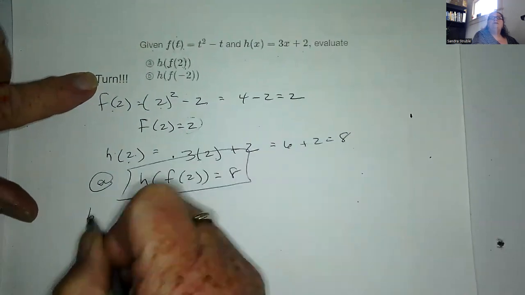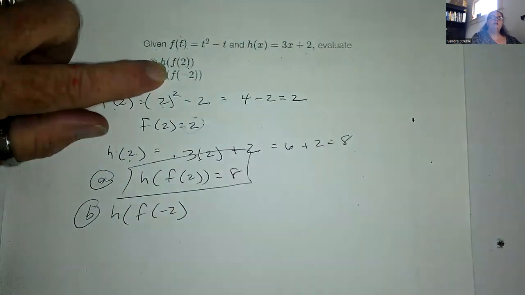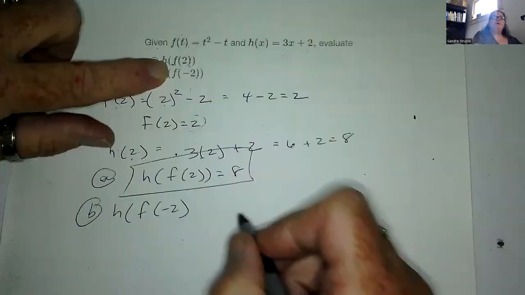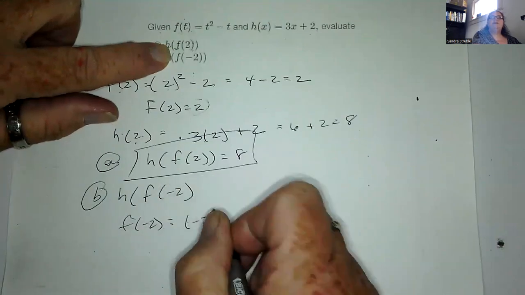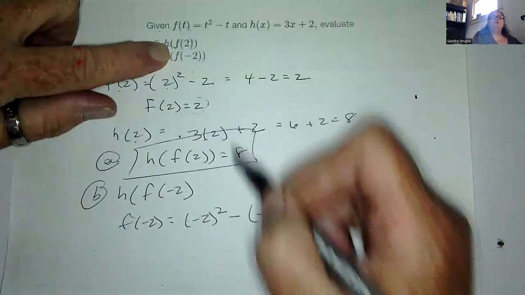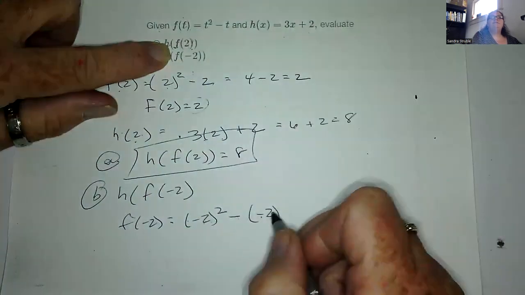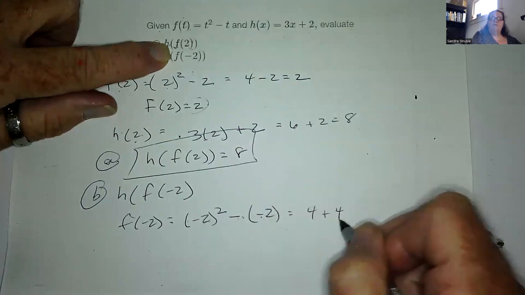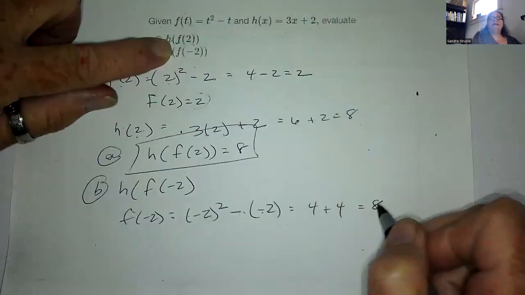All right, let's go to B. h of f of negative 2. So ignoring the h, we're only dealing with the inner function f, and we're going to shove a negative 2 everywhere there's a t. So f of negative 2 is equal to negative 2 squared minus negative 2. Negative 2 squared is 4. Negative times a negative is a positive, so 4 plus 2 is... 6? Corrected as spoken: 4 and the 4 makes 8. So f of negative 2 is equal to 8.